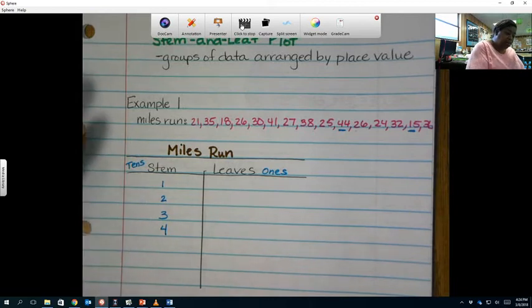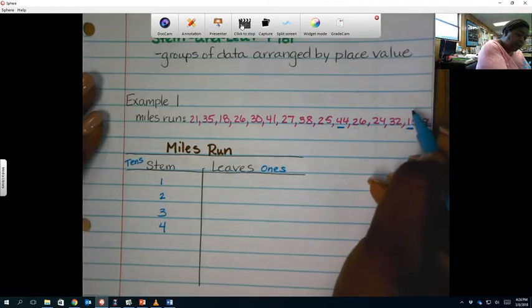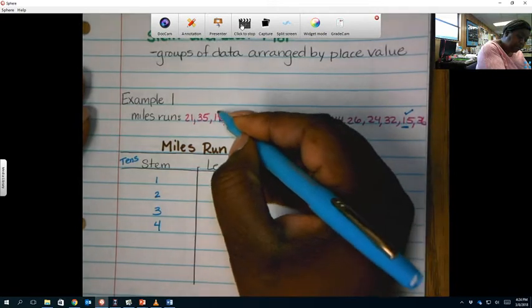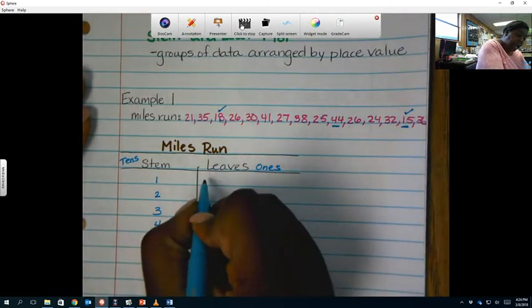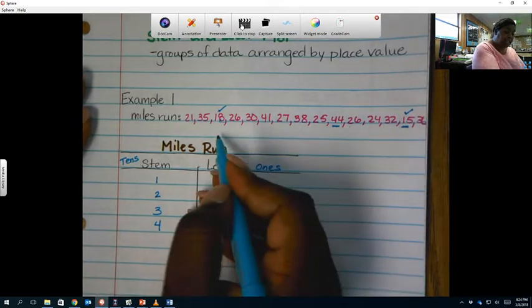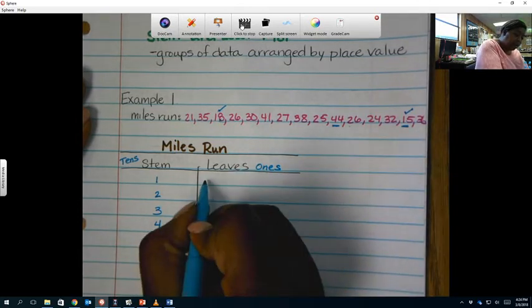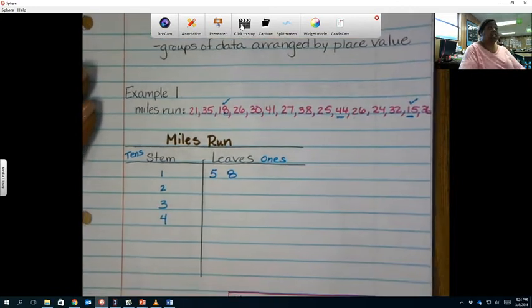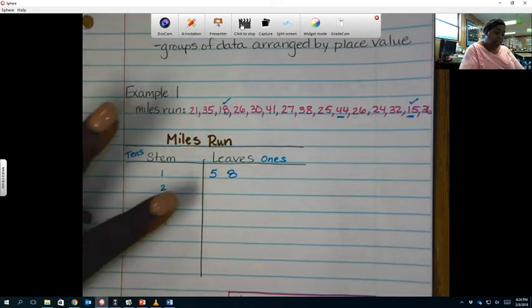Now I go through and I locate all the numbers that have 1 in the tens digit. So that would be 15 and 18. And then I list the ones place in order from least to greatest. So I would list 5 and then 8. I don't put commas, I just list them in order from least to greatest.